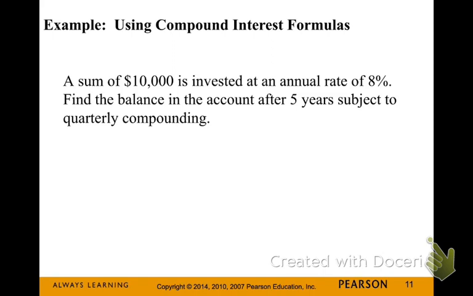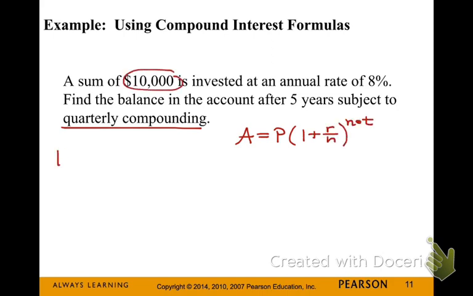So let's look at this first problem here. It says a sum of $10,000 is invested at an annual rate of 8%. Find the balance in the account after 5 years subject to quarterly compounding. So key here is that we have compounded quarterly. That means we need to use our first formula, A equal to P times 1 plus R over N, to the N times T power. And so let's go through the problem and pick out what each of our variables is going to be.